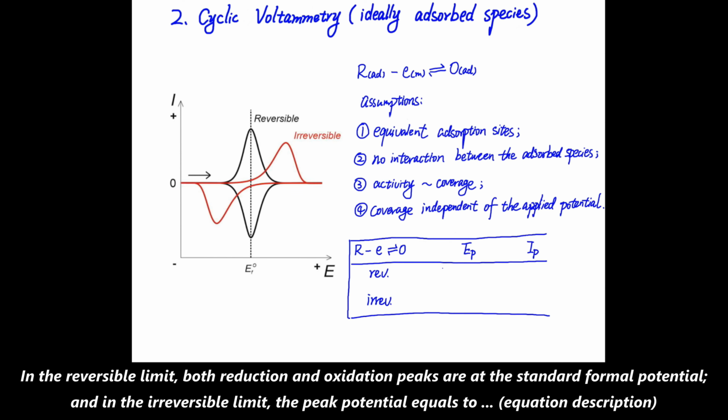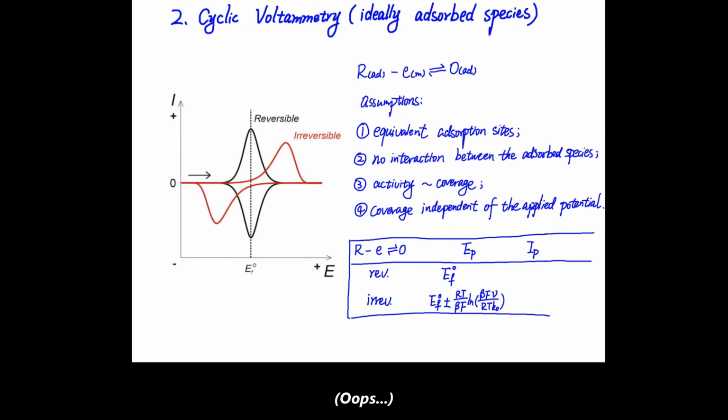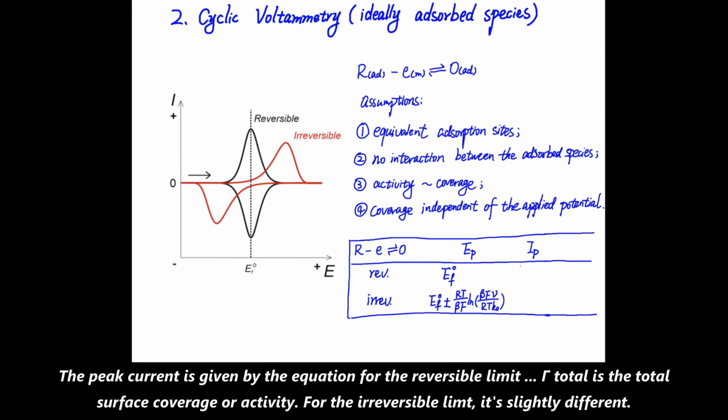In the reversible limit, both oxidation and reduction peaks are at the standard formal potential. And in the irreversible limit, the peak potential equals the standard formal potential plus or minus RT over beta F times ln of beta F v divided by RT k0. Oops, the box is not long enough. The peak current is given by the equation for the reversible limit, where gamma total is the total surface coverage or activity. And for the irreversible limit, it's slightly different.